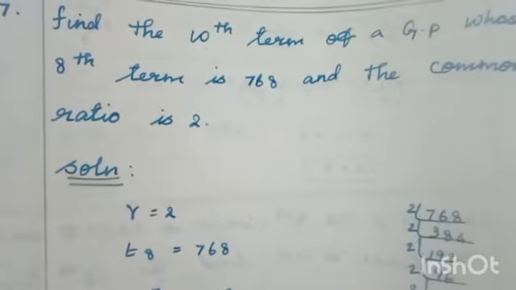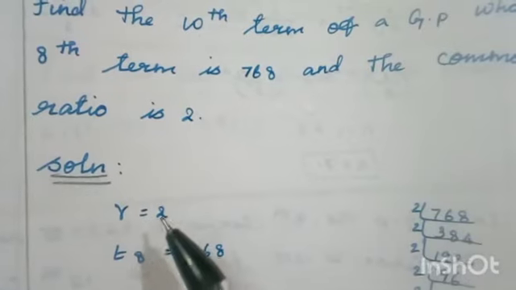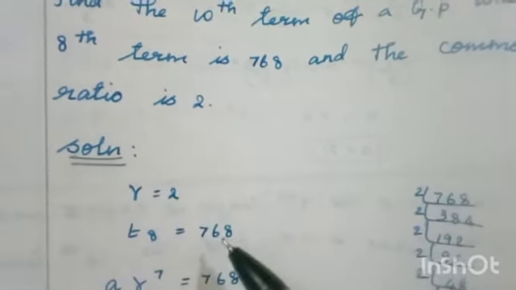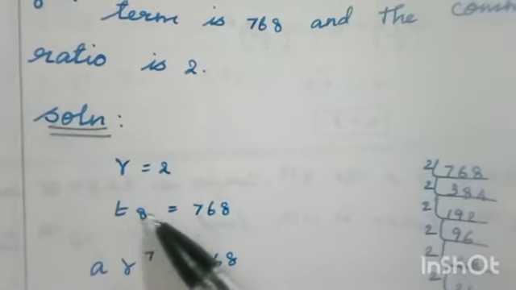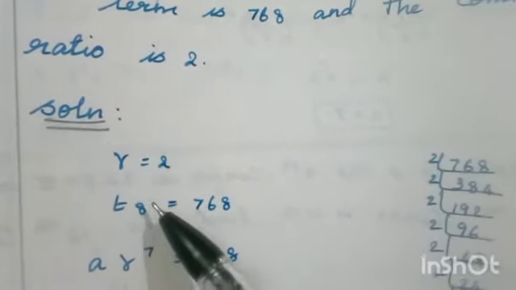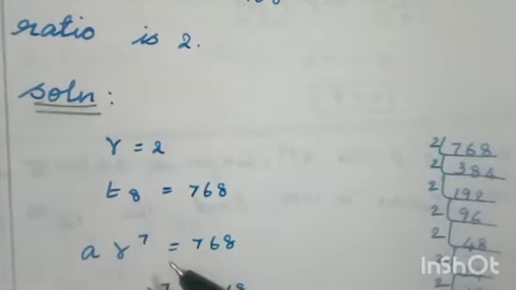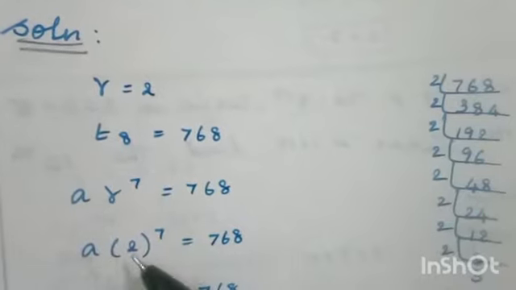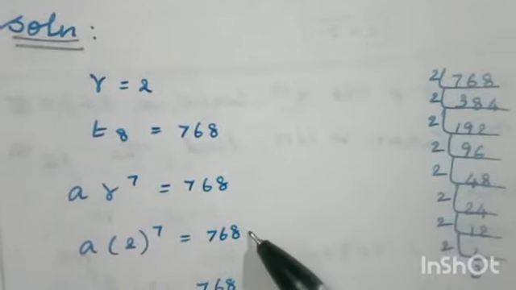Find the 7th question. First, what are the things given? Take and write. Common ratio is denoted by r, r equal to 2. Then the 8th term is 768. For Tn equal to a into r power n minus 1, it is written as a into r power 8 minus 1, that is 7, equal to 768. For r value 2, a into 2 power 7 equal to 768.